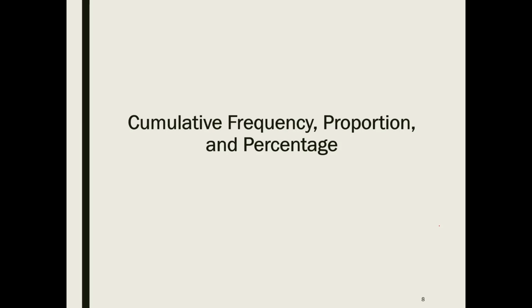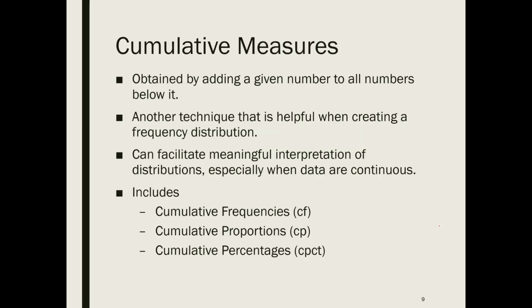And now we go into the cumulative frequency, proportion, and percentage. Cumulative measures are obtained by adding a given number to all the numbers below it. The frequency distribution gives you frequency, proportion, and percentage, but sometimes when you try to answer some questions, it may be a little difficult because you need some extra calculation. This is where the cumulative frequency, cumulative proportion, and cumulative percentage come in.